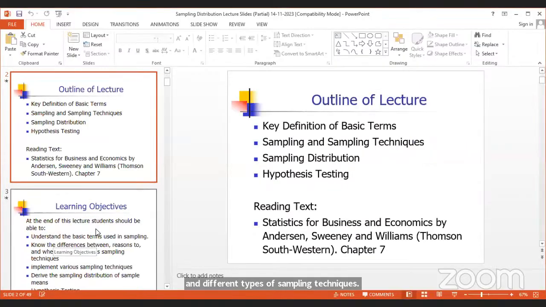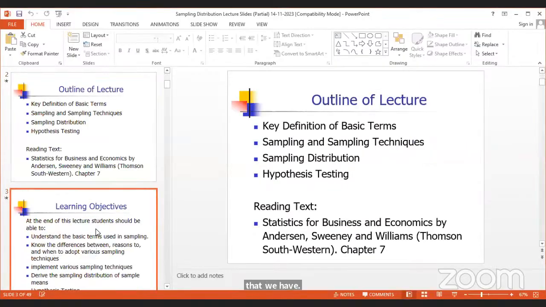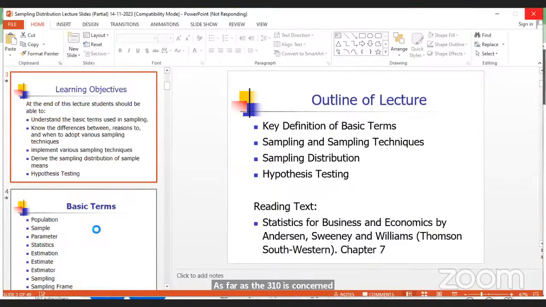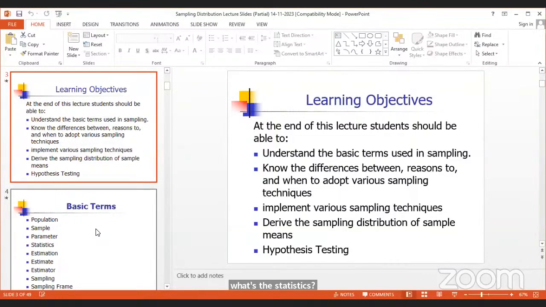We will also be looking at some basic definitions. What is population as far as FBA 310 is concerned? What is a sample? What is a statistic? What is estimation? What are estimates? What is sampling? What is a sampling frame? And then we will go into the business of sampling distribution.